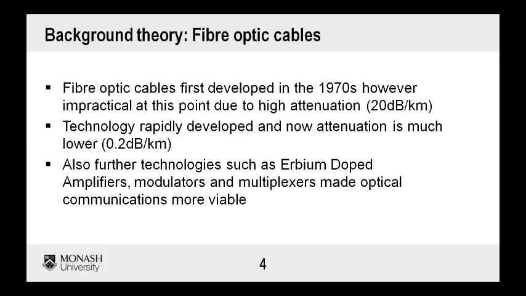So now I'll talk about the background theory for a bit, starting with fiber optic cables. The idea of using waveguides has been around for quite a while. However, the first fiber optic cables were developed in the 1970s. At this point, they were impractical due to the high amount of attenuation, which is about 20 decibels per kilometer. Although the technology rapidly developed, and now the attenuation is much lower, approximately 0.2 decibels per kilometer. On top of that, technologies such as EDFAs, modulators and multiplexers also made optical communications much more viable.